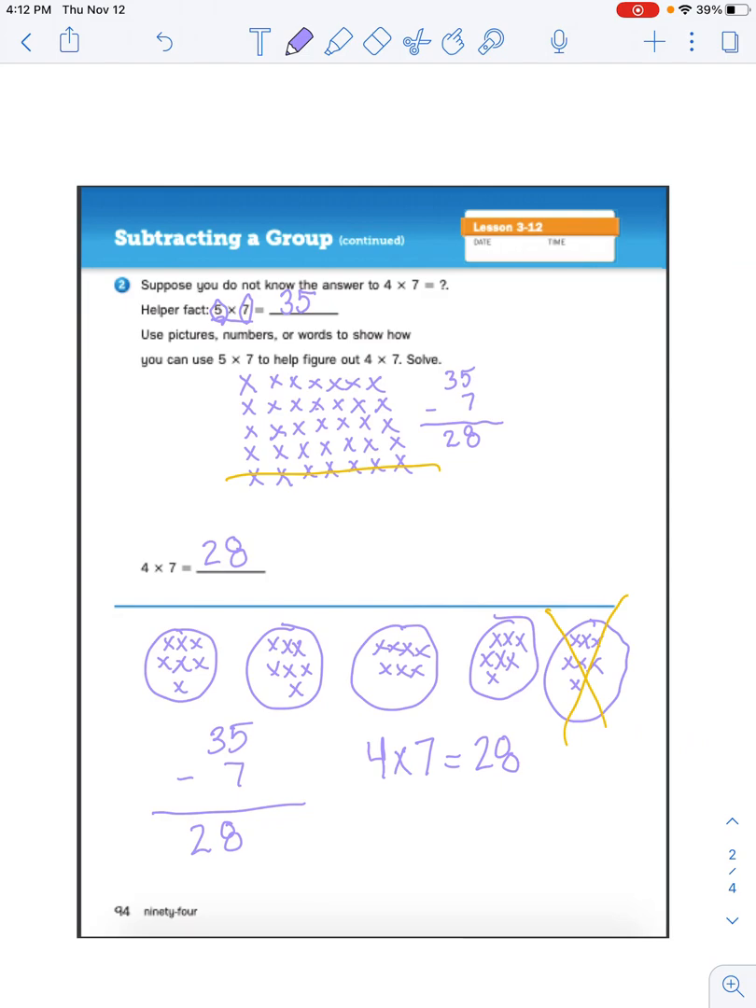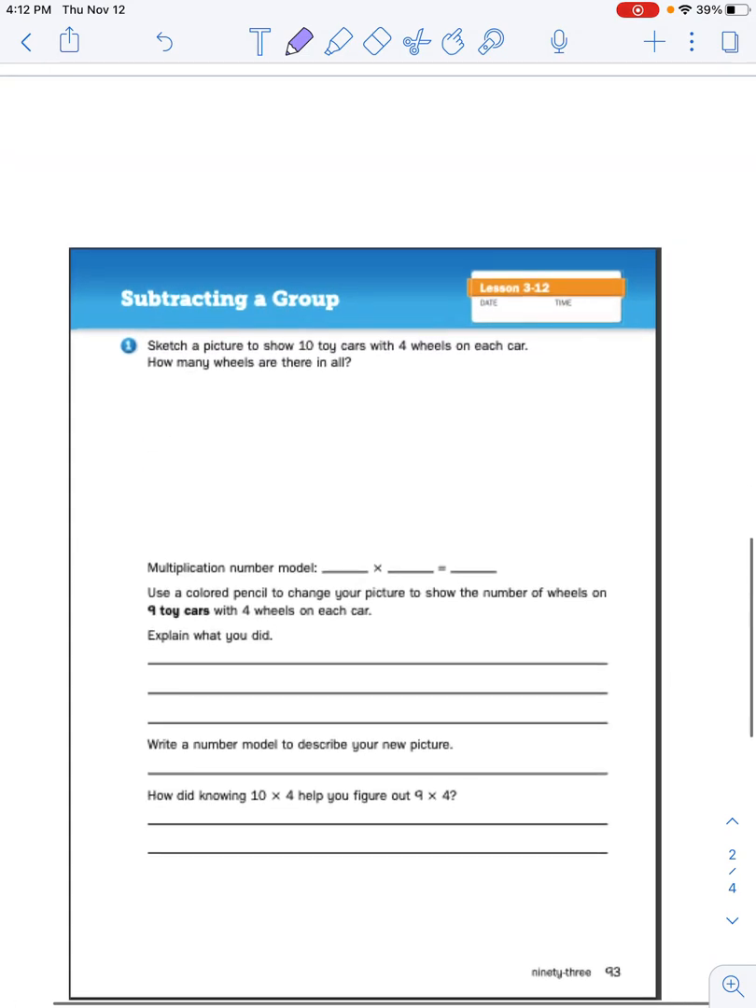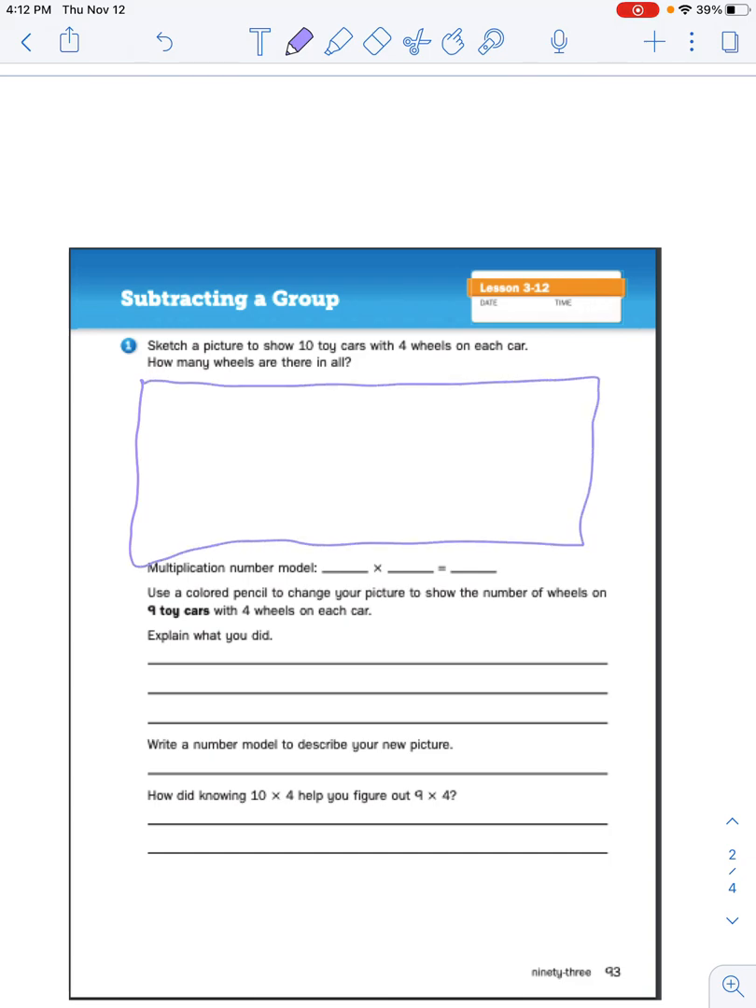Now you get to try it on your own. Thank you to everyone who showed their work within this blank space that I put a rectangle around. I want you to do that again today. You're going to sketch a picture to show 10 toy cars with 4 wheels on each car. How many wheels are there in all? I don't expect you to draw the cars. I know I could not draw the cars. So use a symbol to represent the car, or use x's, whatever you'd like, but I don't expect to see toy cars drawn here.